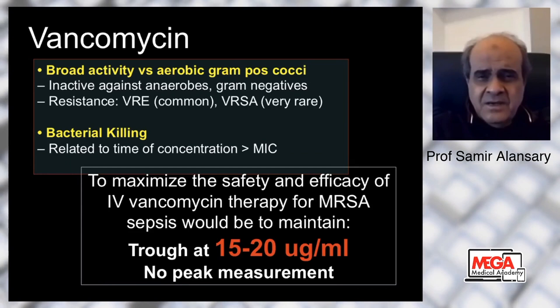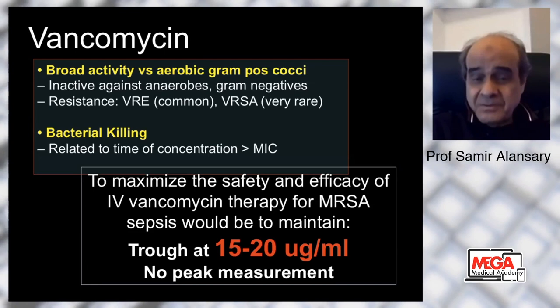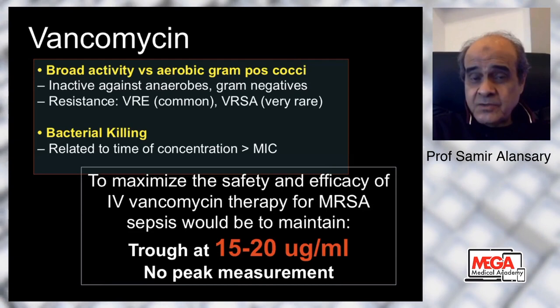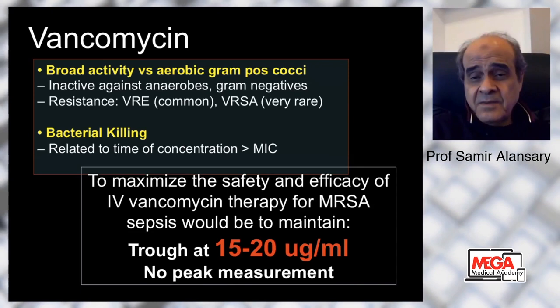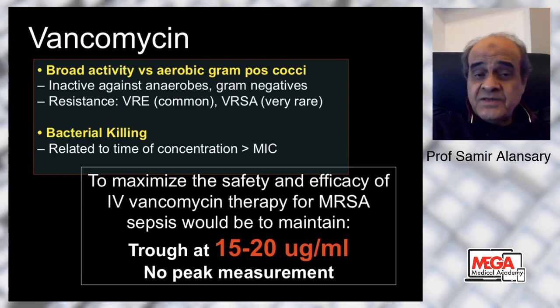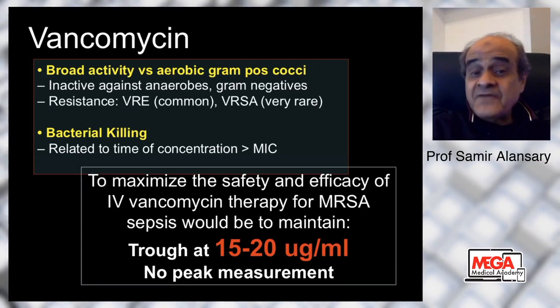Bacterial killing is related to time of concentration above the MIC. So some prefer giving it through infusion, or giving a large dose at the start, about 30 milligrams per kg. To maximize the safety and efficacy of intravenous vancomycin therapy for MRSA sepsis, maintain a trough level of 15 to 20 micrograms per ml.